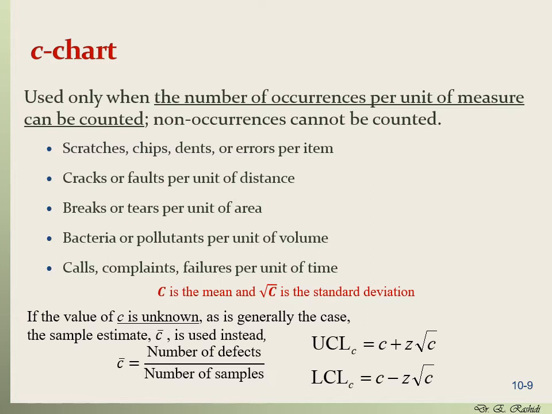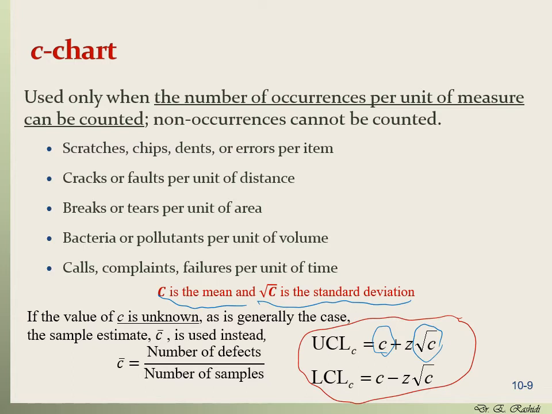You see here the formula for the control chart for C chart. C here is the average, C is the mean, and the square root of C is the standard deviation. So the general formula stays the same for the control charts: the average plus minus Z multiplied by the standard deviation. Here, the average is C and the standard deviation is square root of C.